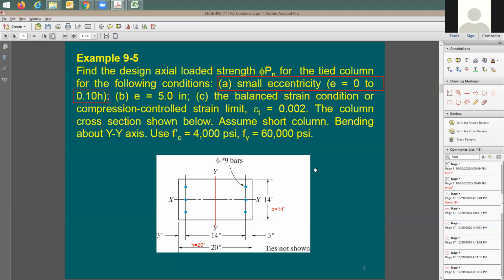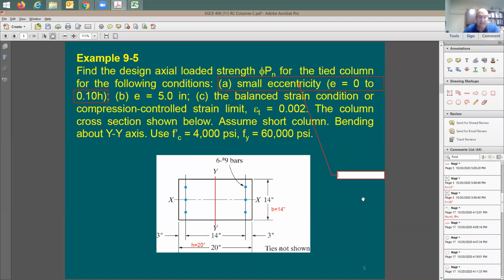It means for the small eccentricity, based on this definition, I'm going to say this is going to be only for the small eccentricity, right? It means e is going to be ranging from 0 to 10% of h. How much is 10% of h? 2 inches.